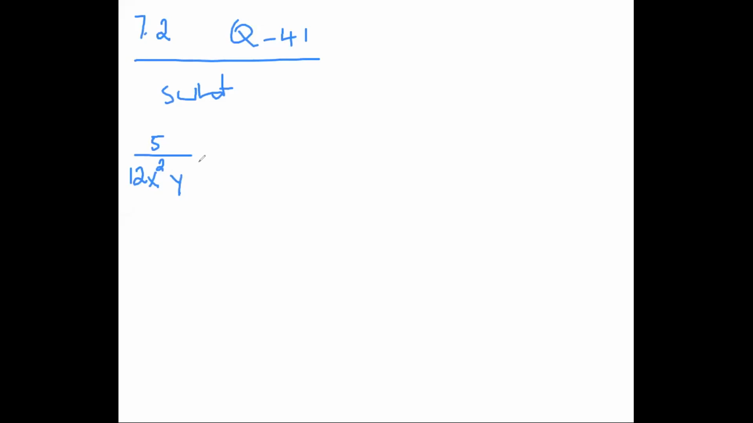All right, so this is 7.2, question number 41. It says subtract 12x squared y minus 6xy. Again, we can't subtract these because they are different. We're going to complete each one until we make them exactly the same, then subtract.